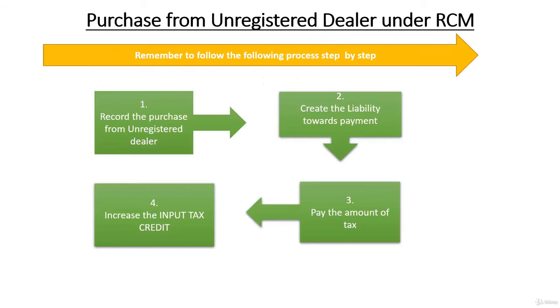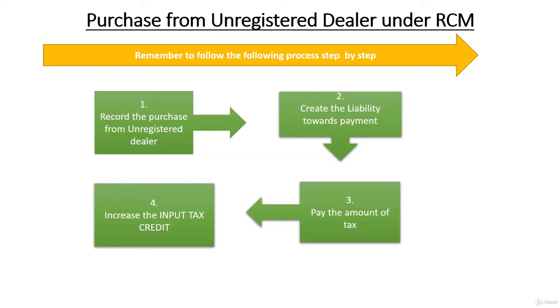Firstly, you have to record your purchase from the unregistered dealer, like we had done in the earlier lectures. Second, you have to create the liability towards your payment. Third, you have to pay the amount of tax, and last, you have to increase the input tax credit. Obviously, you have to increase your benefit. That's why you can avail the input tax credit. If you do not post the input tax credit, you will not be able to adjust or set off your tax amount with the reverse charge mechanism tax amount.